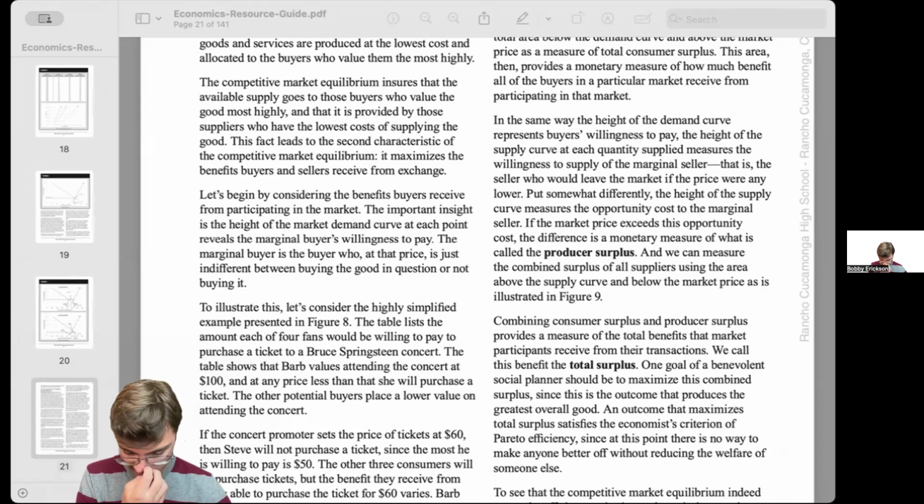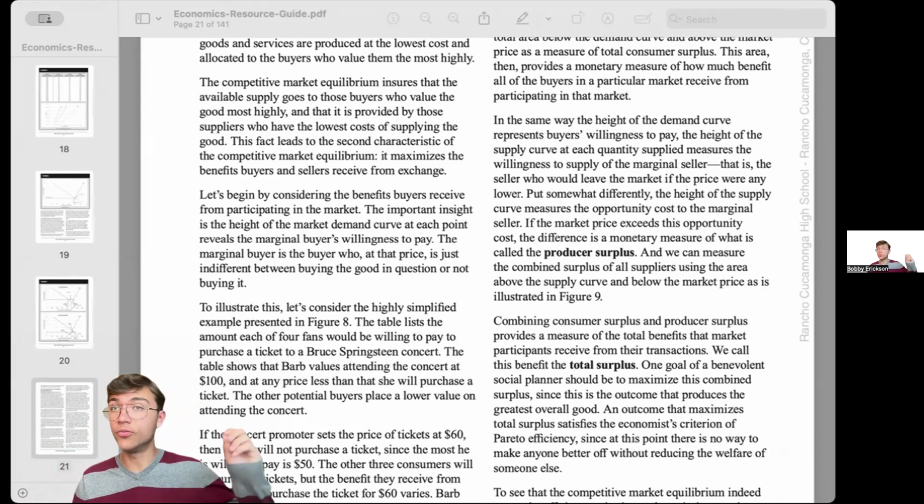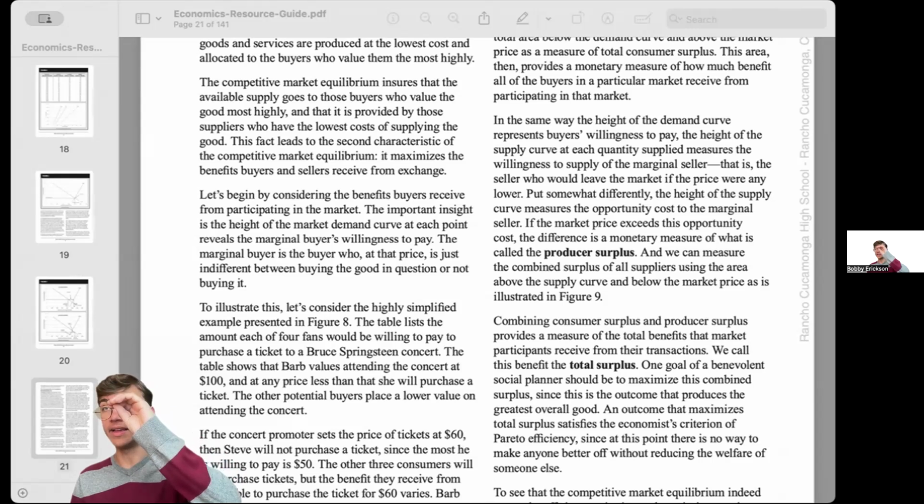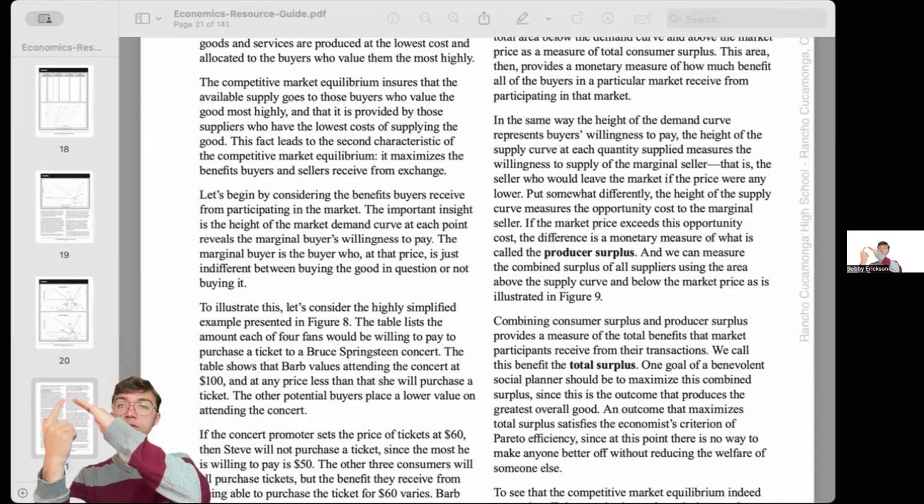There is this idea that the height of the market demand curve at every point, so remember, it's a downward sloping curve here, shows each buyer's willingness to pay for a certain quantity. And so this shows the difference between a person who values the good most highly. So, like, if you have that right there, the person right here.